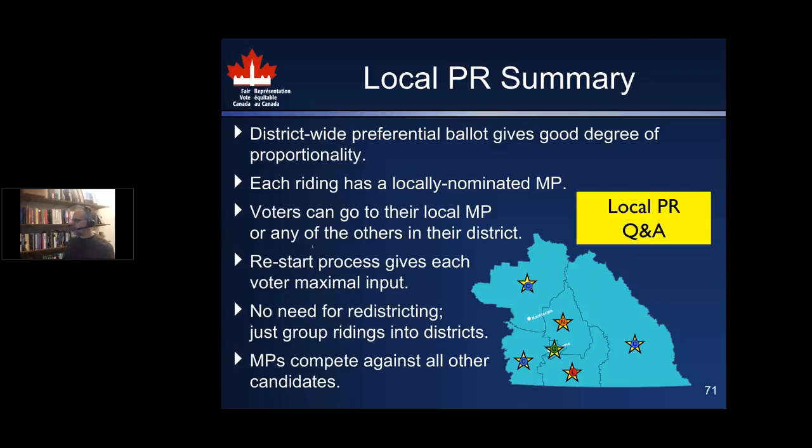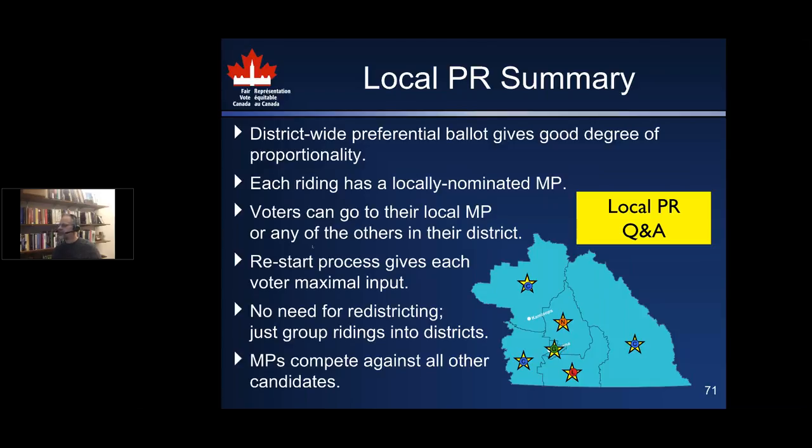Okay. Now, let's shift to Q&A about local PR. As you're thinking about that and typing in your questions, let me just say that this system does have an Achilles heel. And that is that the winners are elected by the district as a whole.